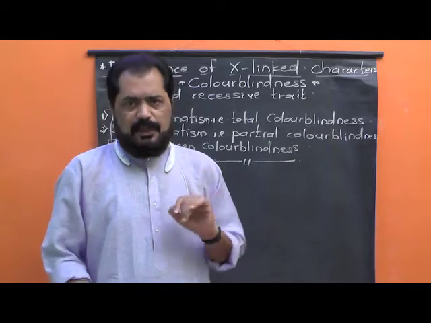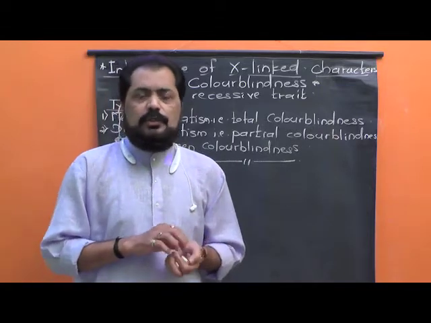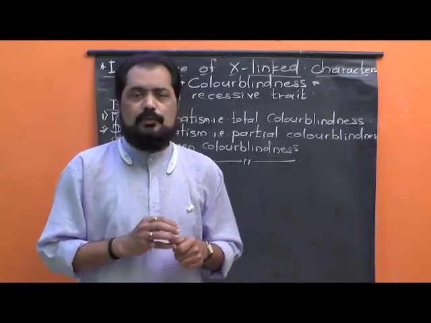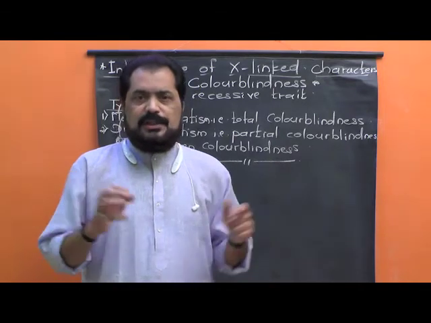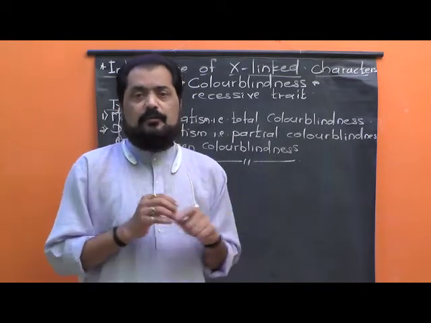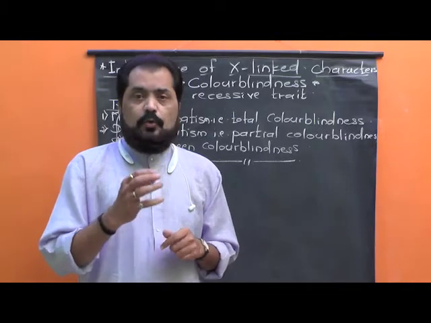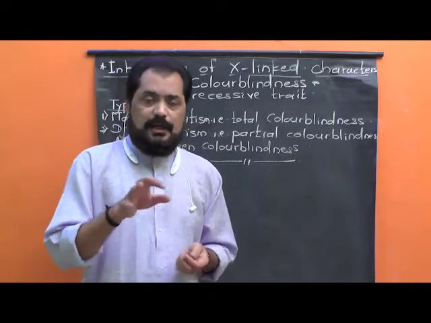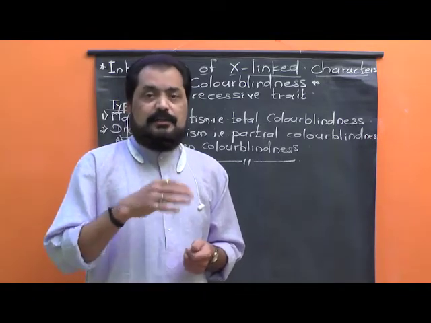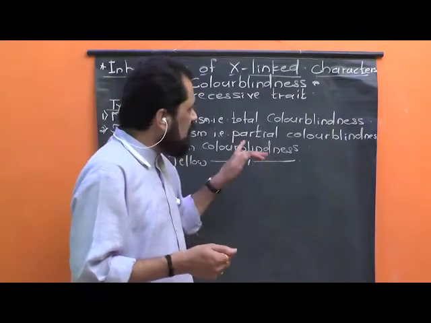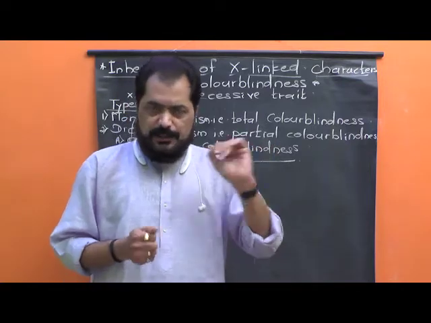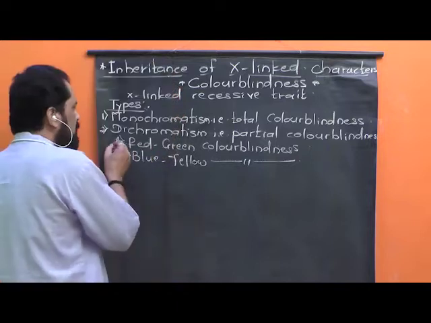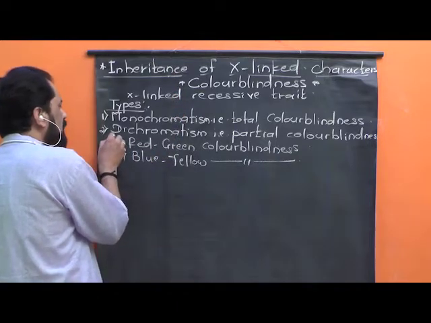Sometimes we know that due to the recessive gene, due to the mutant gene, the cone cells are not properly developed, or we can say the cone cells are reduced, undeveloped, and therefore that person shows partial or total color blindness. Now we have to study about the red-green color blindness.